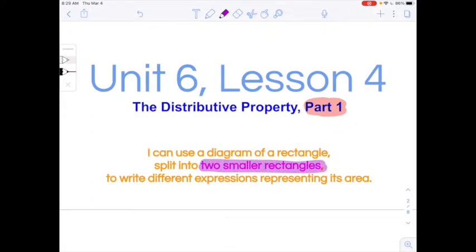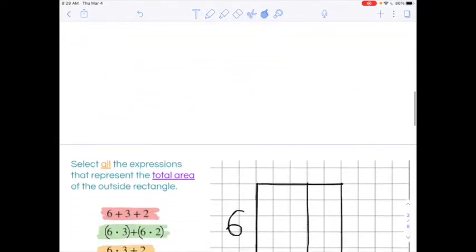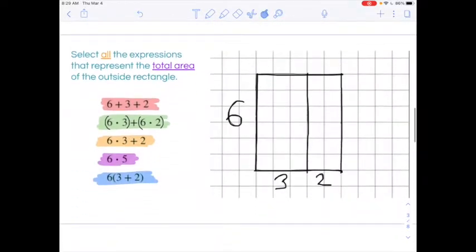that represent its area. So some of you might be familiar with this depending on where you went to elementary school, and for some of you it's brand new. In either way, it's going to make sense by the time we are done with this, so hang tough.